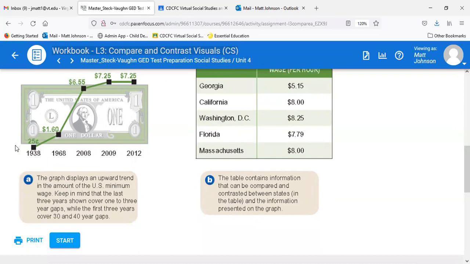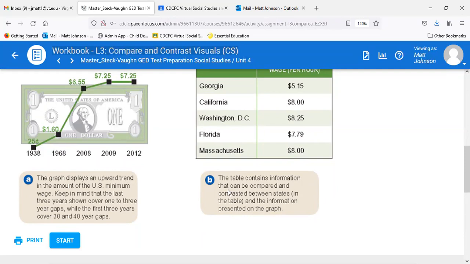It says the graph displays an upward trend in the amount of the U.S. minimum wage. Keep in mind that the last 3 years shown cover 1 to 3 year gaps, while the first 3 years cover 30 and 40 year gaps. So always make sure that you look at the values on a graph, right? That huge jump is an indicator. Why are we seeing a huge jump there between $1.60 and $6.55? And then you realize, okay, that's 40 years. So big difference there. And then we see it climb just over the course of 4 years.